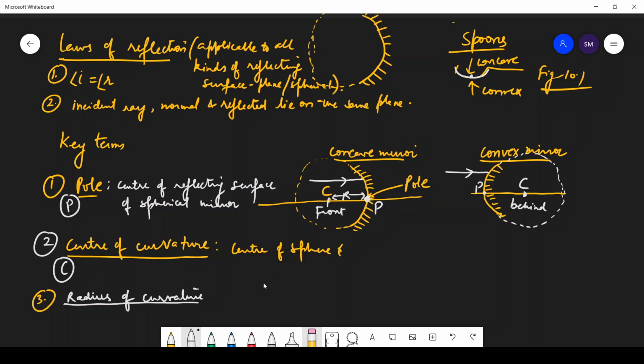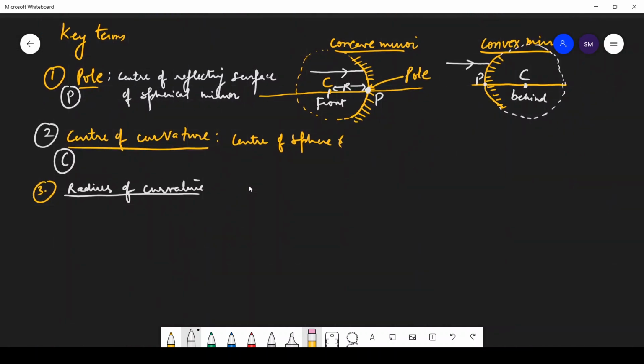Now, what is this line that I have drawn here? Principal axis. Okay. So this is an imaginary line passing through the pole and center of curvature.